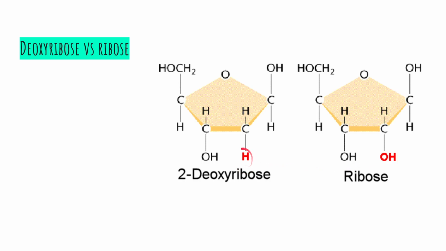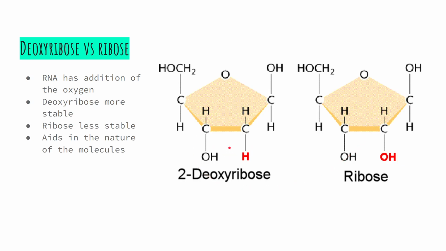However, the difference is on the deoxyribose, we have a hydrogen located here, whereas on the ribose, we have an OH. So because of that addition of the oxygen, it is less stable overall than what deoxyribose is. So this aids in the nature of the molecules, making them break down quicker so that they can be used for other processes in the body.